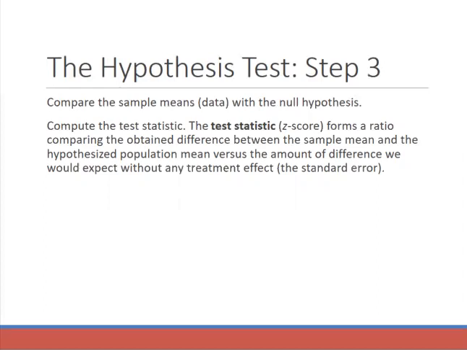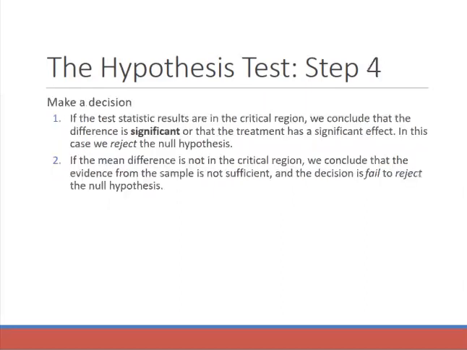So in order to compare our sample means to the null hypothesis, we compute a test statistic. When we're dealing with z-scores, we are looking at a ratio comparing the obtained difference between a sample mean and a hypothesized population mean compared to the amount of difference we'd expect without any treatment. So the z-score basically describes where your sample score is located relative to the hypothesized population mean in the sample distribution of the mean. So you calculate this specific test statistic. And then in step 4, you make a decision.